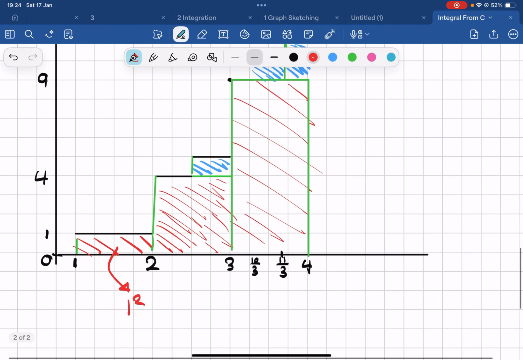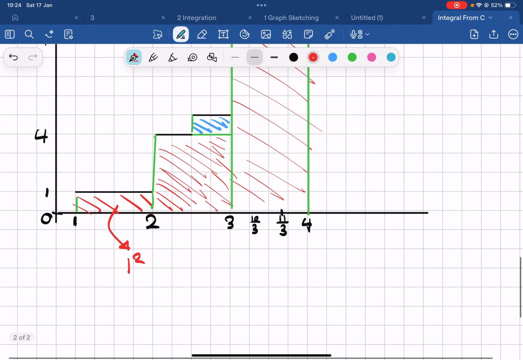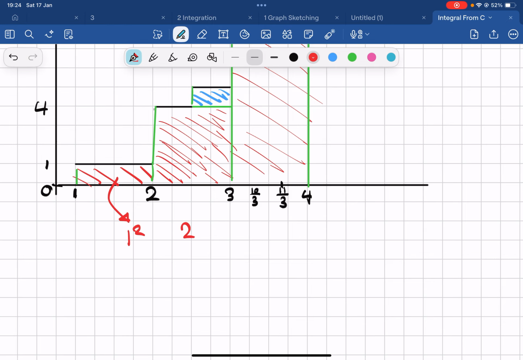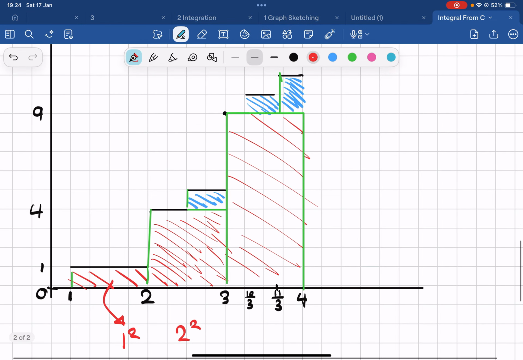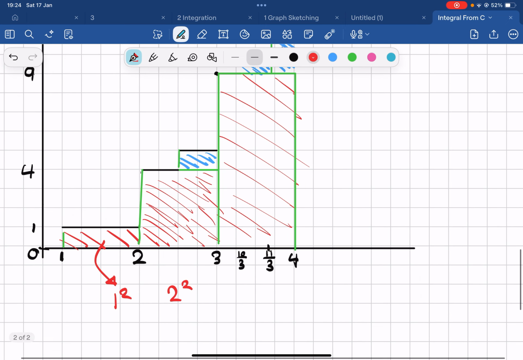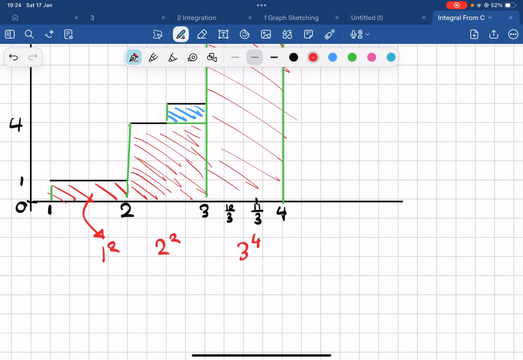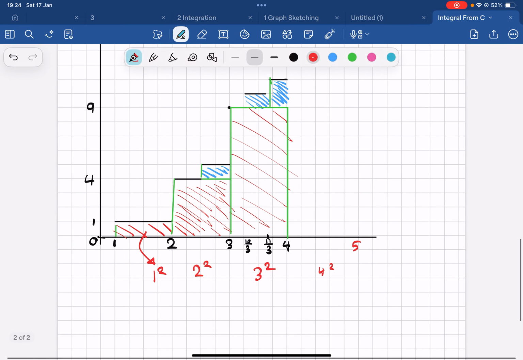From 2 to 3 we have 1 times 4, and that's the same as saying 2 squared. From 3 till 4 we have 1 times 9, which is the same as 3 squared. And we can assume that from 4 to 5 we would have had 4 squared, and so on and so forth. So we've checked the area of the red parts of our graph.